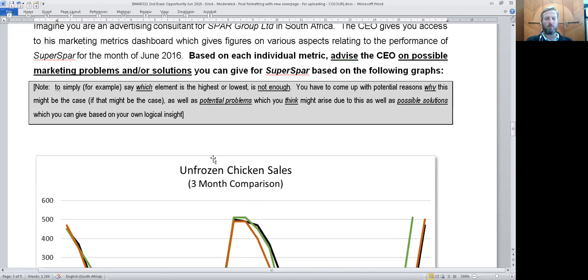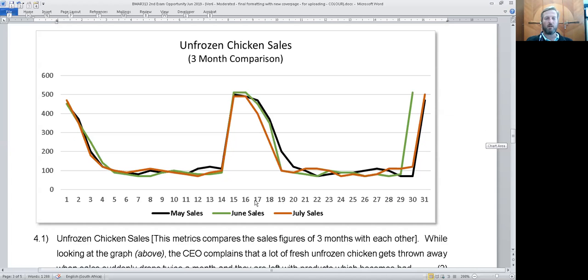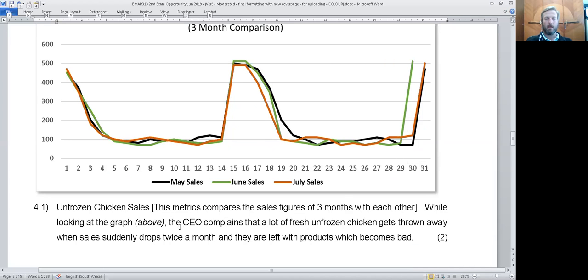Right, so the first one that I'm looking at is unfrozen chicken sales. Like I said, this is just made up graphs. The question states this metric compares the sales figures for 3 months with each other. You've got your May sales, the black one, the June sales is the green one, and the July sales is the brown one. The CEO complains that a lot of fresh, unfrozen chicken gets thrown away when sales suddenly drop twice a month and then are left with products which become bad.